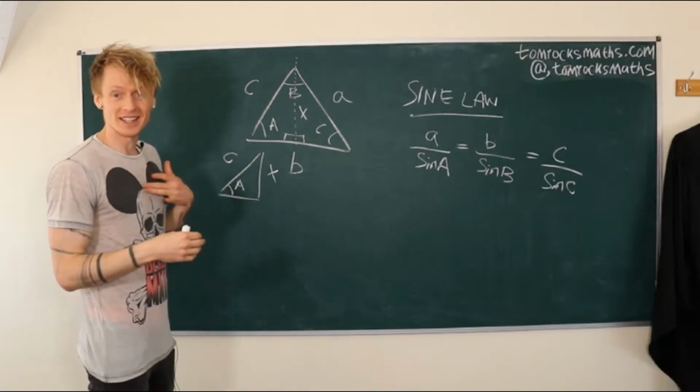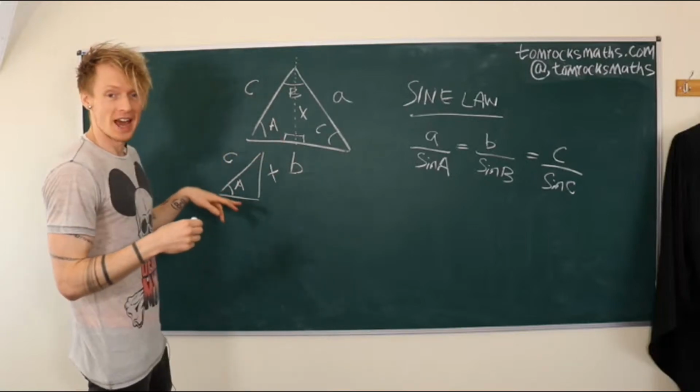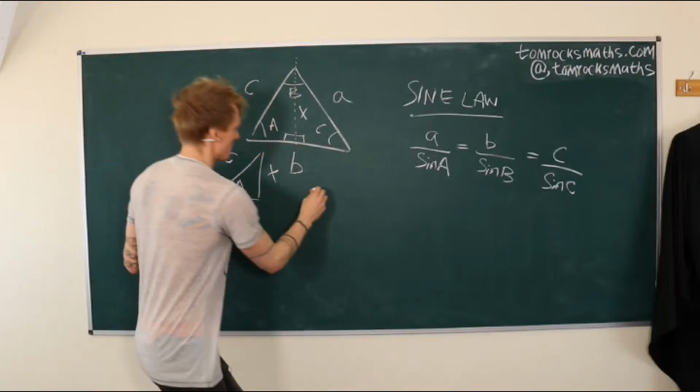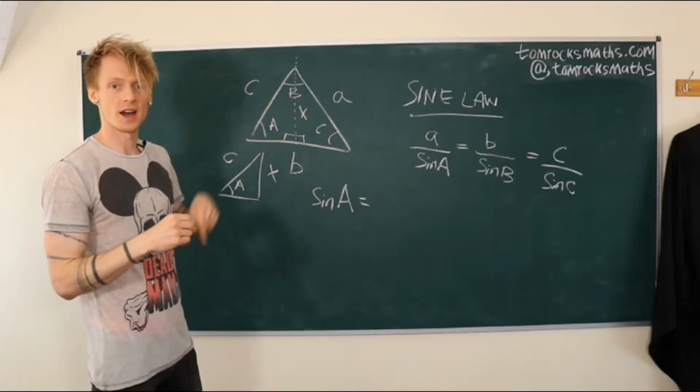So I would go with silly old Harry caught a herring traveling over America. So silly old Harry means sine of A is equal to opposite over hypotenuse.